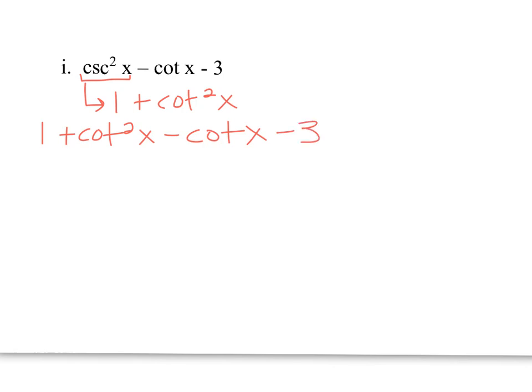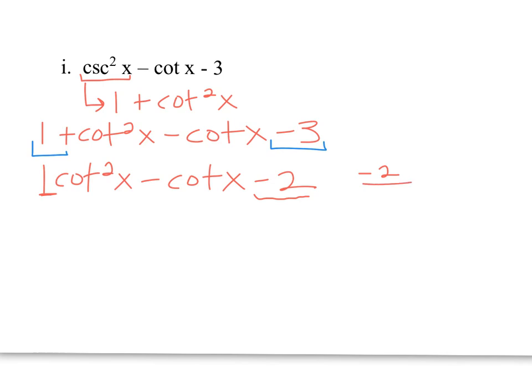Now we need to group our like terms together. I have 1 and minus 3, so that's going to give us cotangent squared x minus cotangent x, and then 1 minus 3 is minus 2. And again, our coefficient in front of our squared term is 1. That means we can go right to that constant, the negative 2. Now the only way we can factor 2 is 1 times 2, but we have to figure out which number needs to be negative so that when we multiply, we get negative 2, but when we add, we get that negative 1 for the b term in the middle. We would have to make the 2 negative.